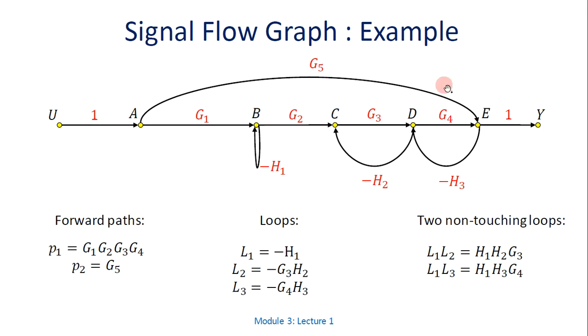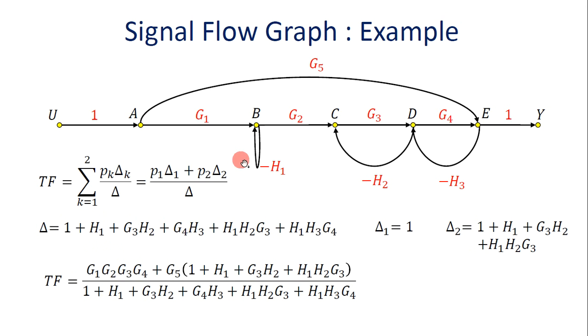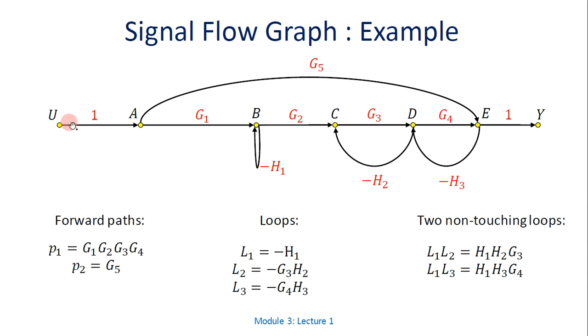But we have to take care about delta k. So let us consider this signal flow graph example. This is the signal flow graph of some system X. Now we have to derive the transfer function for the system. By looking into the signal flow graph, first we have to identify how many forward paths are there. If you observe, UA, AB, BC, CD, DE, EY. So this is one forward path.